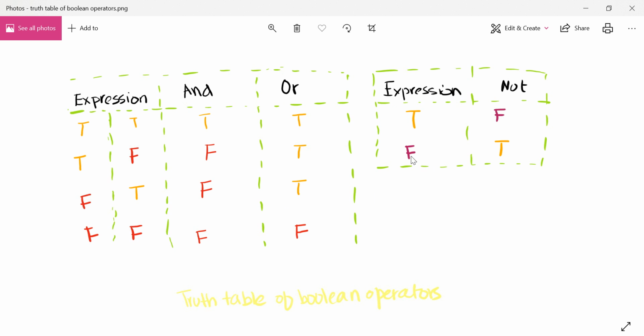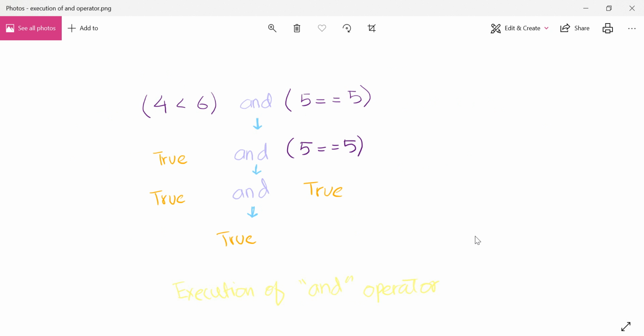For the NOT operator, if my answer is true, it would evaluate to false. If my answer is false, it would evaluate to true. Now let me show how the execution of the AND operator and OR operator takes place. This is how the execution of the AND operator takes place.